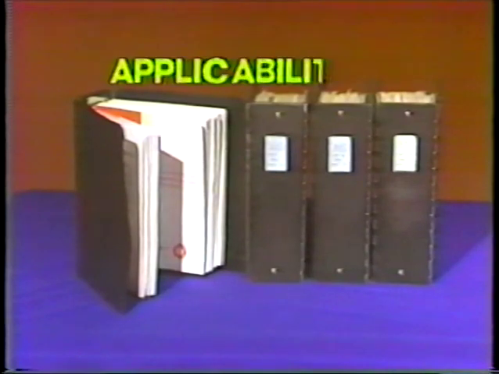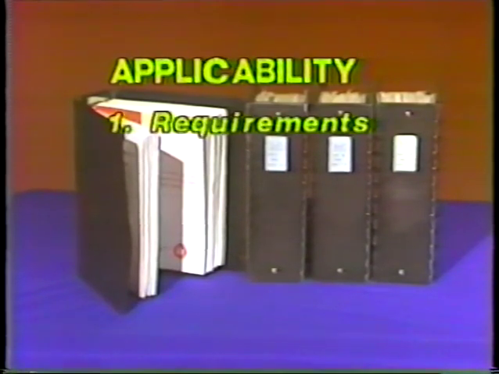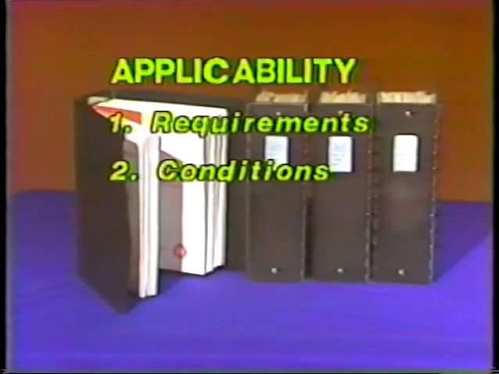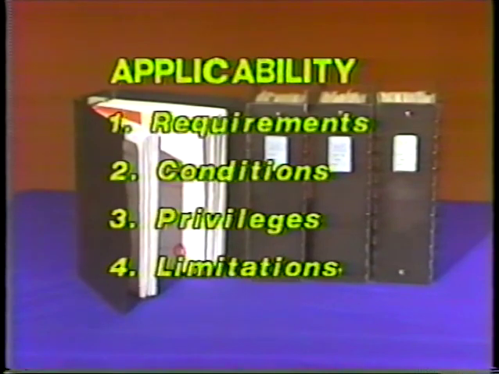Part 61, Paragraph 1, Applicability. This part prescribes the requirements for issuing pilot and flight instructor certificates and ratings, the conditions under which those certificates and ratings are necessary, and the privileges and limitations of those certificates and ratings.